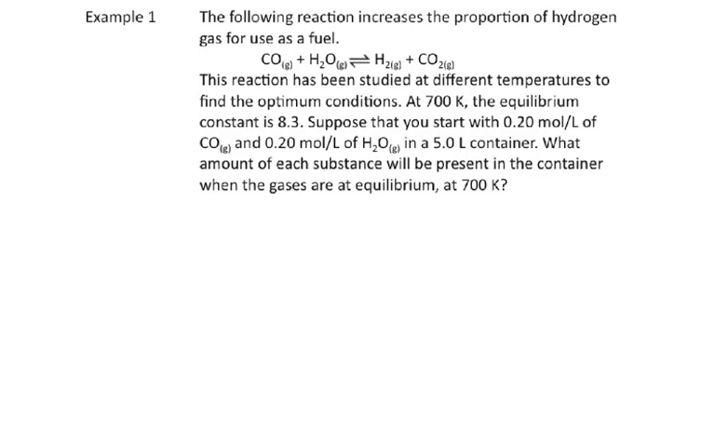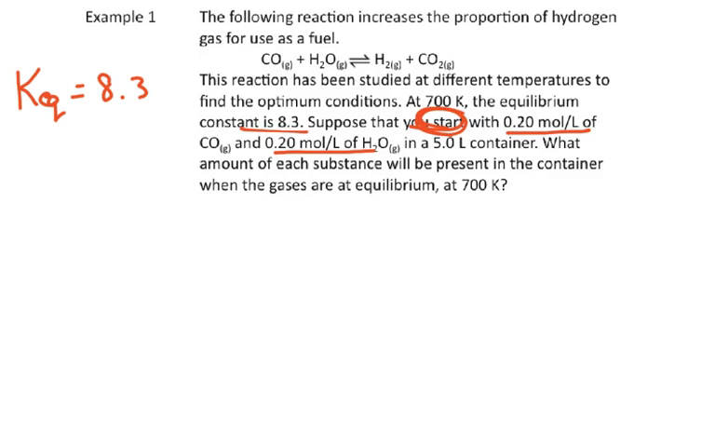What we know is that the equilibrium constant KEQ is 8.3. We also know the starting concentrations: 0.20 molar of carbon monoxide, 0.20 molar of H2O. And the question is asking us to find the amount of each substance present after we reach equilibrium. So to do that, since we know the concentrations at the start, and that is key here, at the start, we need to make what's called an ICE chart.